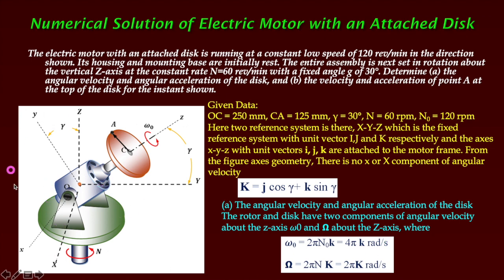And the overall setup is rotating about this vertical axis, which is 2 pi n, again this n, and the direction is along the Z axis, meaning the unit vector is K. So it is 2 pi K.